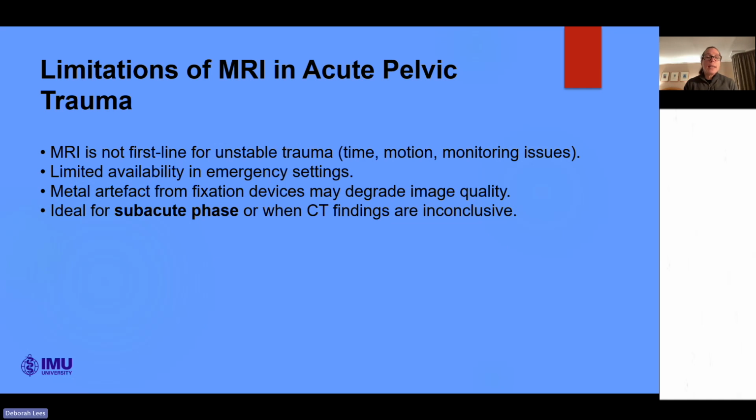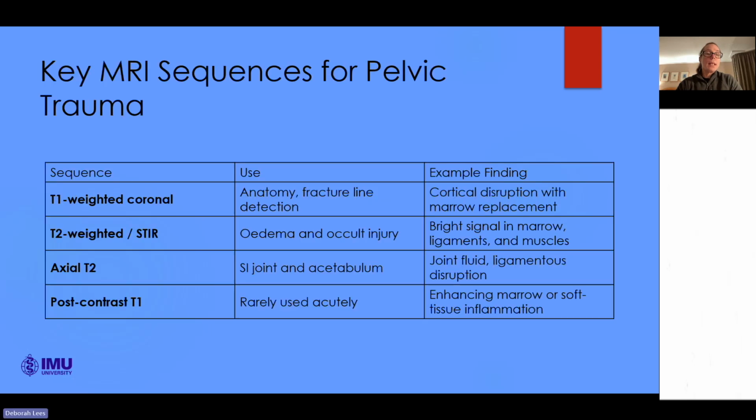And then you can get a subacute phase as well, where your CT scan just isn't giving you the information. It's not correlating with what you're seeing clinically. So you then get an MRI scan to fill in some of the gaps. Again, I've put down the sequences that we get, so you can have a look at those and do a little bit of reading around that.